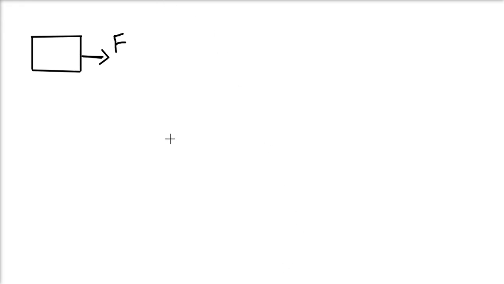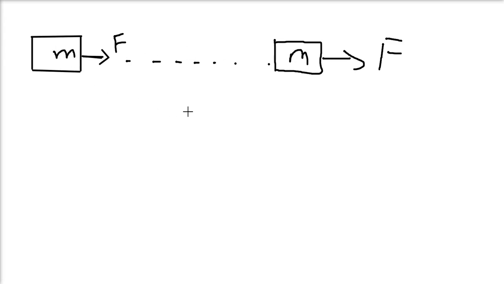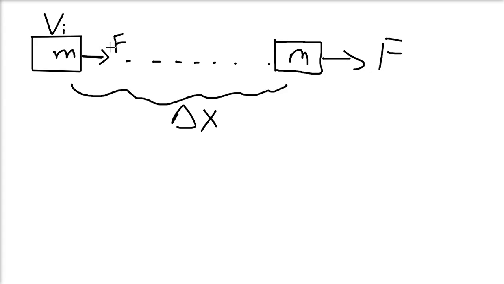For example, we have a block and I'm pulling with a force. Thanks to the force, the block is starting to move. Okay, and the block's mass is m. We apply that force over this distance delta x, and VA is initial velocity and VF is final velocity.